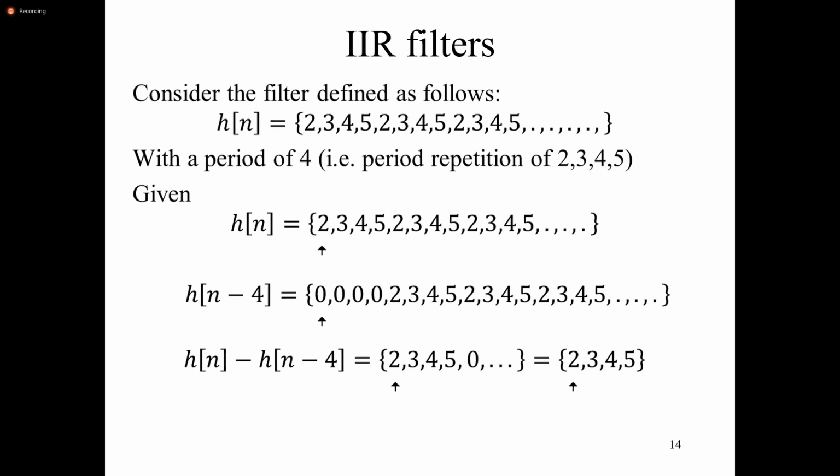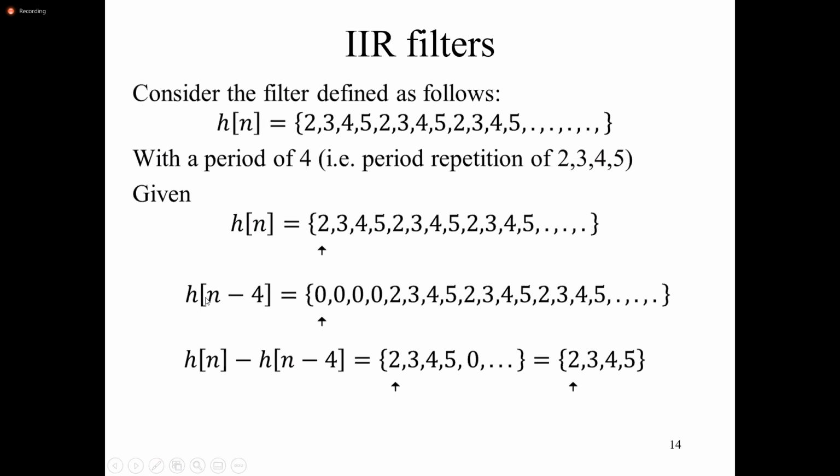So if we take our h of n here and shift it to the right, we're going to delay it. Delay by 4 means shifting to the right by 4. So we're delaying our h of n by 4. Now we have 0, 0, 0, 0, and then 2, 3, 4, 5, 2, 3, 4, 5, 2, 3, 4, 5, which goes on to infinity. So could we actually build this filter? No, we couldn't build this filter, not as it stands right now. How can we realize this filter then?